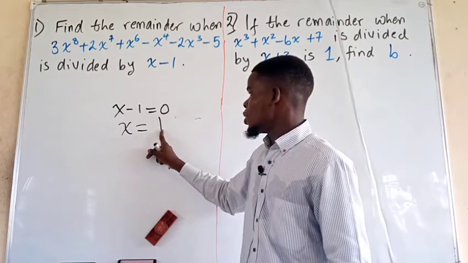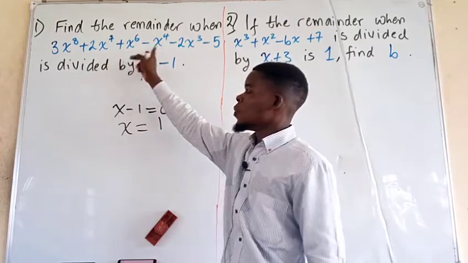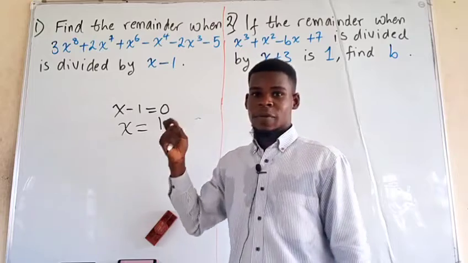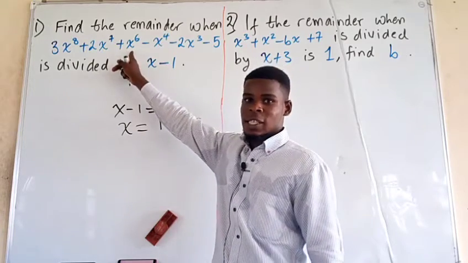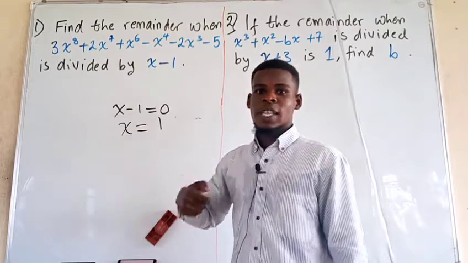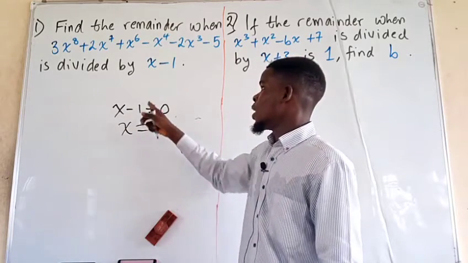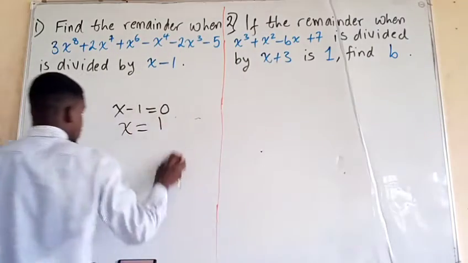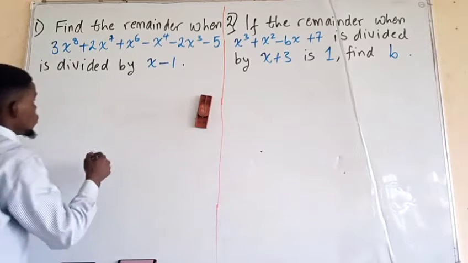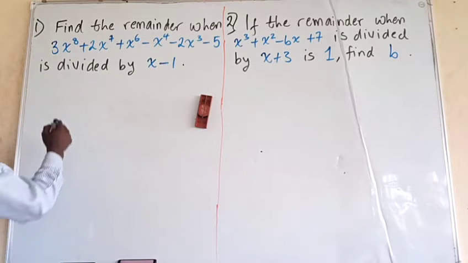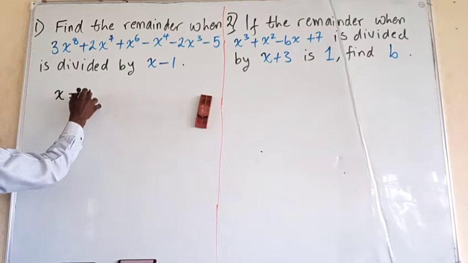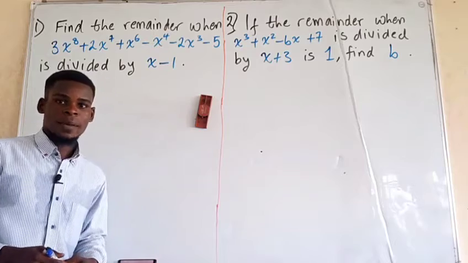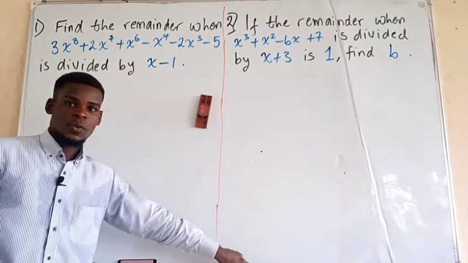So if you substitute this 1 into this polynomial, you are going to get the remainder. Substitute this 1 in place of x in this polynomial, and the result is going to be the remainder. So the remainder is gotten from the root of this divisor when you plug that in. Since this is divided by x minus 1, it means that x is equal to 1. So we are going to write that polynomial in terms of 1. In place of x, we are going to put 1.